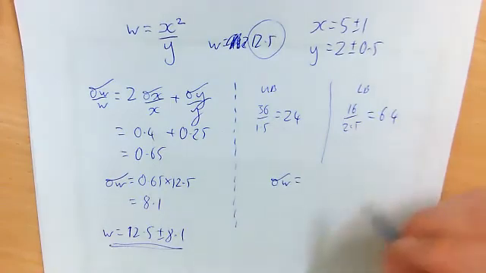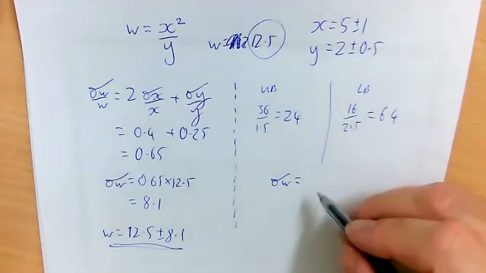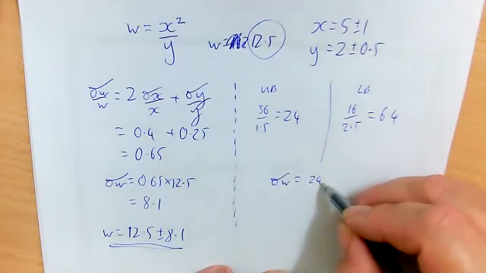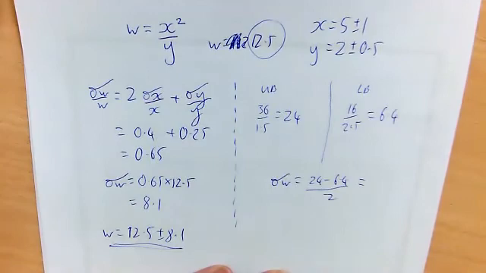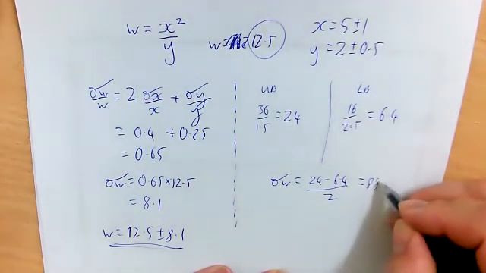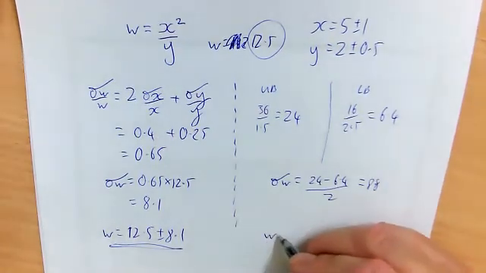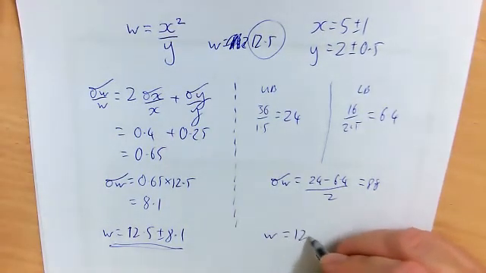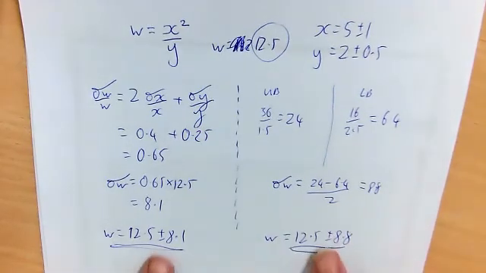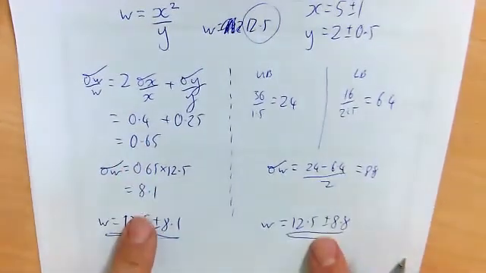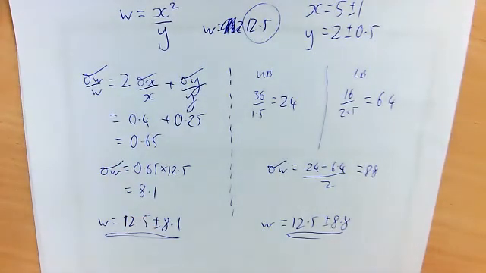So to get the uncertainty, I would just take the range over 2. So it's 24 minus 6.4 over 2, which is 8.8. So my other estimate for the uncertainty is W is 12.5 plus or minus 8.8. And again, pretty much similar. So either method is absolutely fine. Remember, in physics, I'm not judging you on whether or not you do it my way. I'm judging on whether or not you do it correctly.